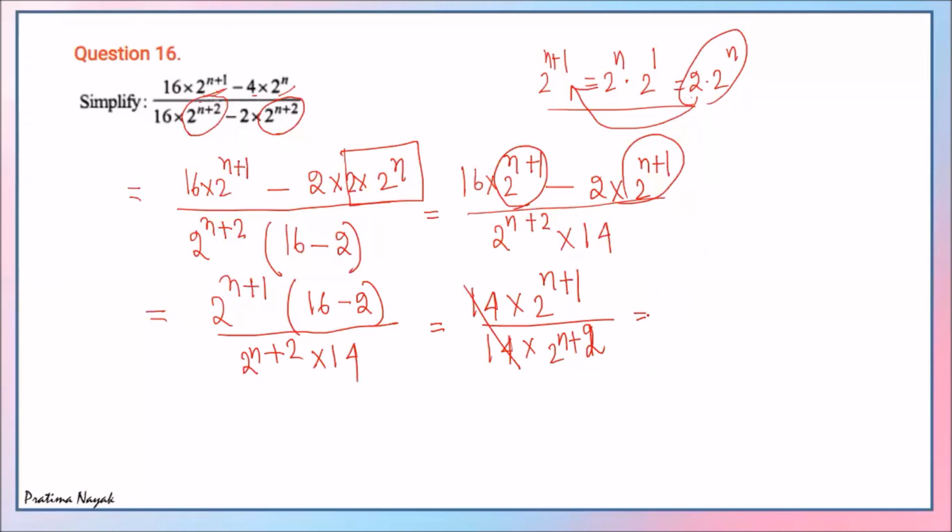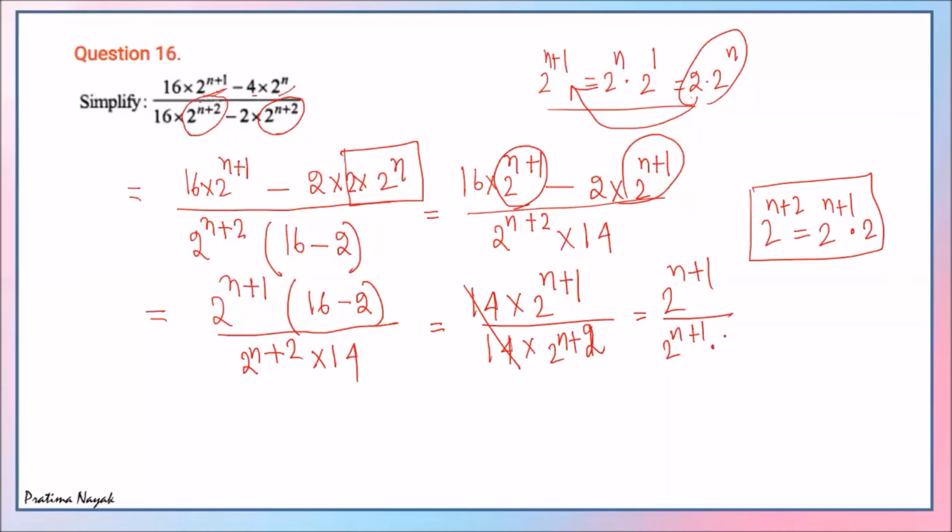You will see 2 to the power n plus 2 can be again broken into 2 to the power n plus 1 into 2. See this very carefully. So I'll break the denominator in this form: 2 to the power n plus 1 by 2 to the power n plus 1 into 2. These two will be cancelled. 2 to the power n plus 1 and 2 to the power n plus 1 will be cancelled too.